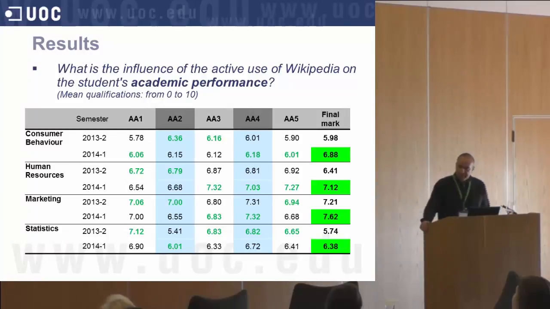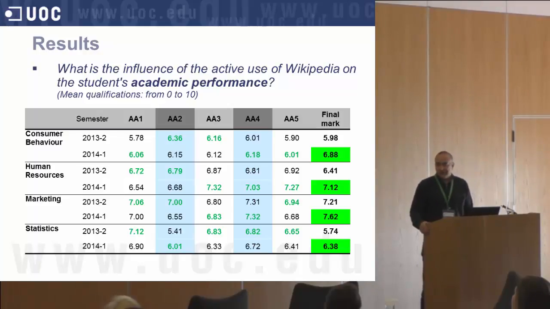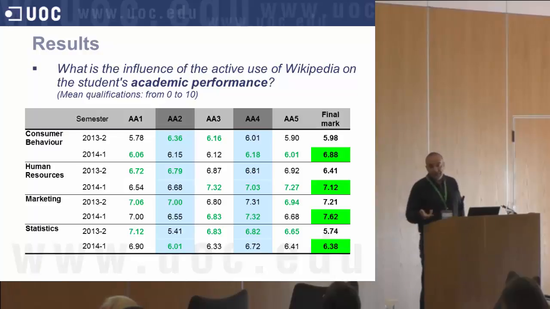And what about the academic performance of the students? At the very end, we have the results concerning the final mark compared with the previous semester, where Wikipedia was not used in the classroom. So the end is a good end in these terms. But if you see the 2 assessments where we've introduced Wikipedia, the second one and the 4th one, we have a variety of results, where in some cases we get a better result in the semester where Wikipedia was not used, and in other cases we get the other result.